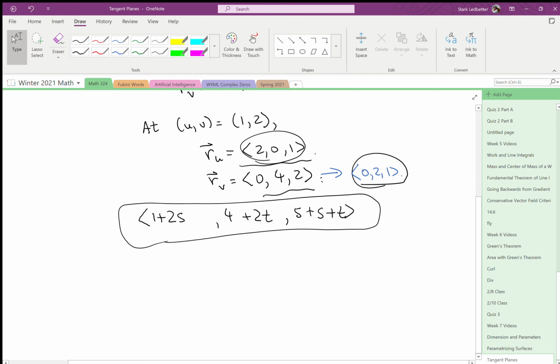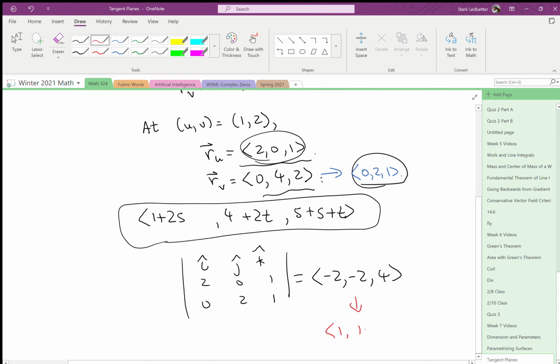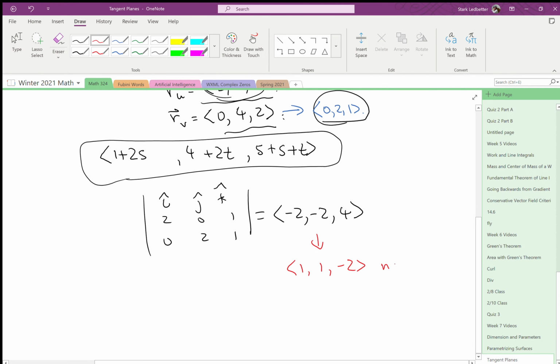Or if you want to do it good old Math 126 style, with 2, 0, 1 and 0, 2, 1, we can find the normal vector. I'll just do this quickly, as negative 2, negative 2, and 4. I'm going to scale this down and make fewer negative signs. So if I divide through by negative 2, it's 1, 1, negative 2. There's the normal vector.